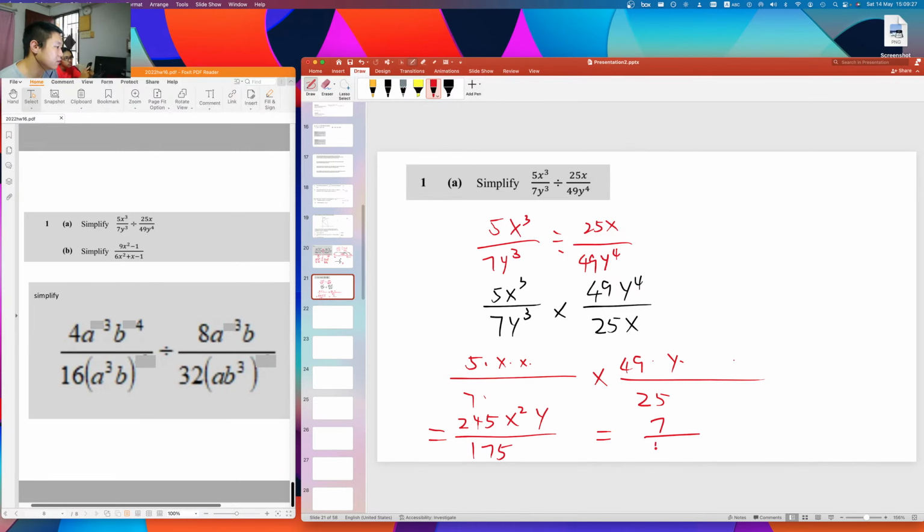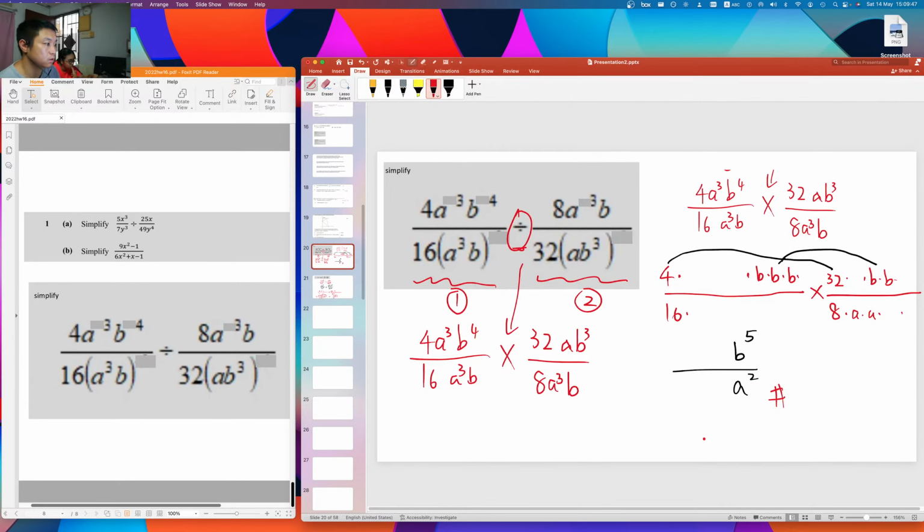7 over 5. What is on top? X squared and y. Did you get this? No. Why not? Which part is wrong? Can you not see the x and the x? Look at the question just now. What have I done here? Quick, don't waste my time.